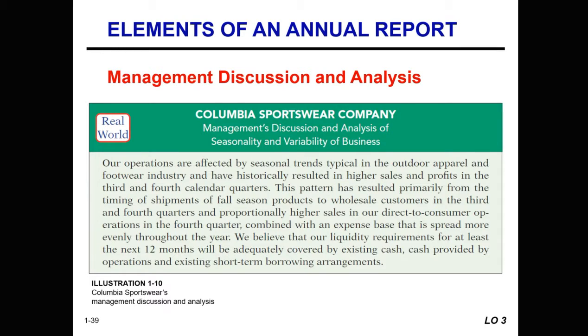Throughout your book, you'll find little snippets and pieces from actual, real-world financial statements. So here's one from Columbia Sportswear that talks about seasonal trends, some of the things that they're seeing and where it's coming from, whether it's timing of shipments. There could be a seasonal effect for something like Columbia Sportswear when we're seeing a season that is not normal.